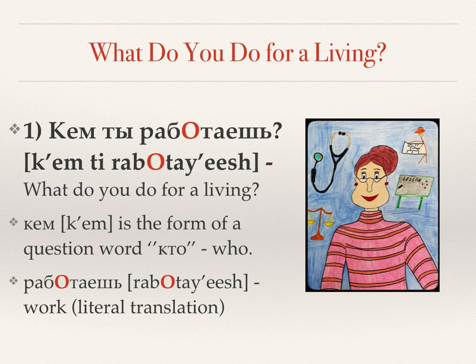What do you do for a living? Number 1. Кем ты работаешь? What do you do for a living? Кем is the form of a question word кто, who. Работаешь, work. It's a literal translation of this word.